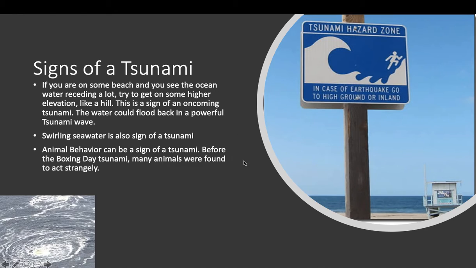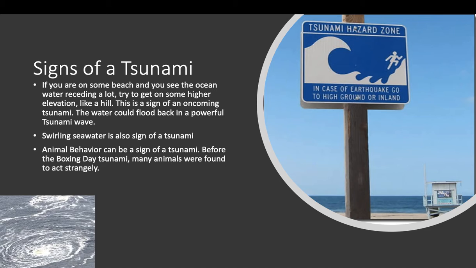Okay, so now before talking about the worst tsunami, you might want to know some signs of a tsunami. So I have a couple signs of tsunami. One famous one is if you're on some beach and you see the ocean water receding a lot, which means that you can see the sand which the ocean once covered. So if you see the water receding, then don't go into the place that has now receded.